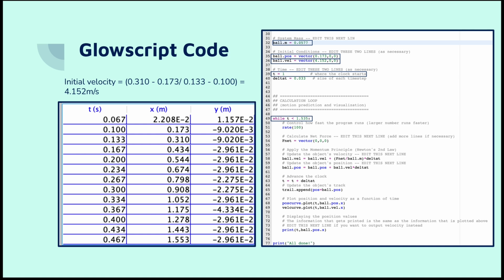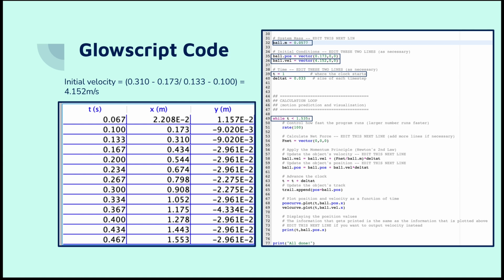Line 36 shows the initial velocity of the ball that I found by taking the second and third line of data from the Tracker table and plugging the numbers into the equation that average velocity is equal to the change in position over the change in time. The data only consists of an x value since the ball is moving solely along the x-axis. Line 39 shows at what time the tracker started tracking the position of the ball, and line 49 shows the time the tracker stopped tracking the position of the ball.